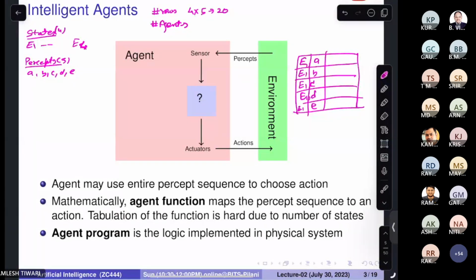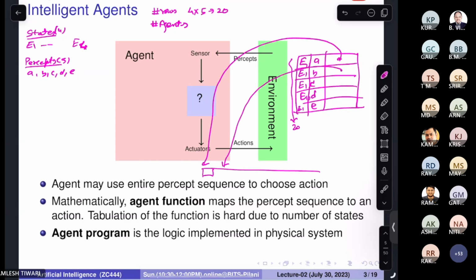So I think what were the actions? Heating, cooling, nothing. Three actions. So 3 actions I had. So what we have said is that this has 20 number of rows. So let me say that this particular place is actually attached to this particular cell. This particular place is attached to this particular cell.